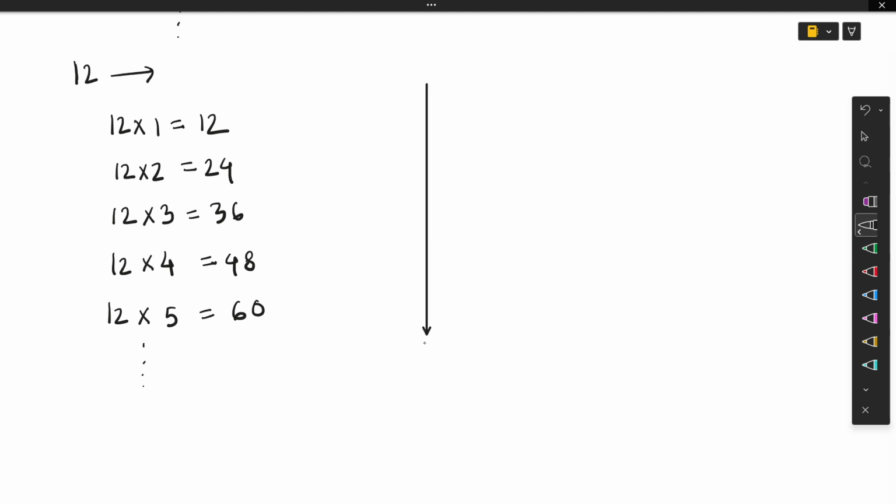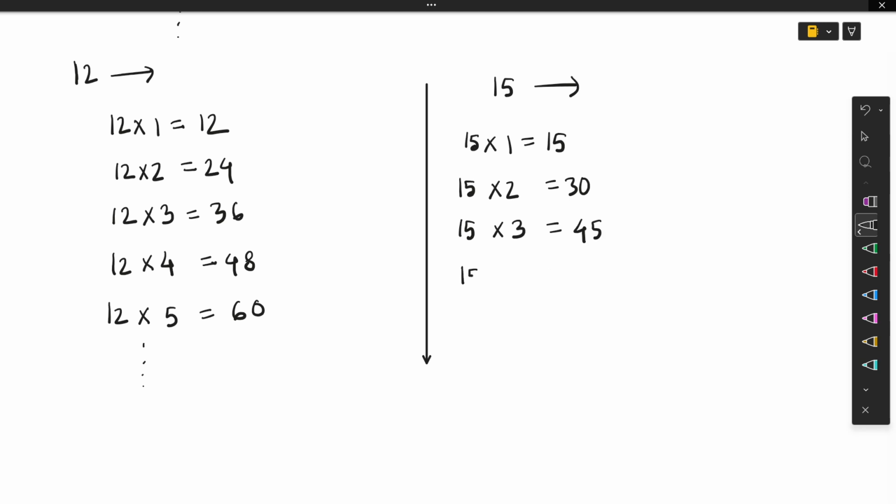And for 15 we have 15 times 1 is equal to 15, 15 times 2 is equal to 30, 15 times 3 is equal to 45, 15 times 4 is equal to 60, 15 times 5 is equal to 75, and so on. We don't need any more.